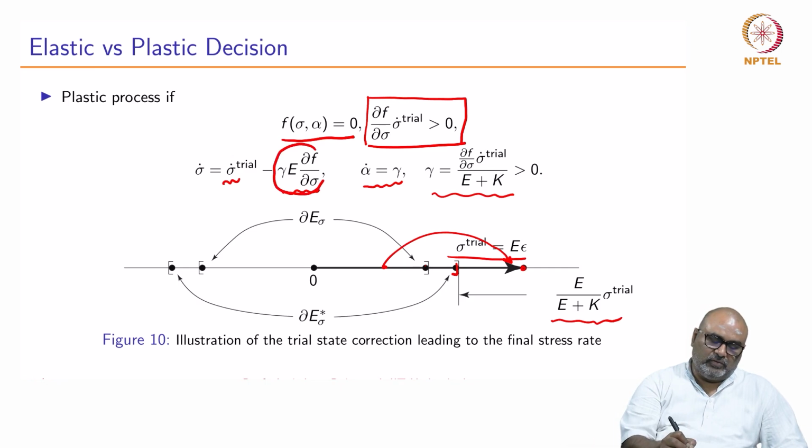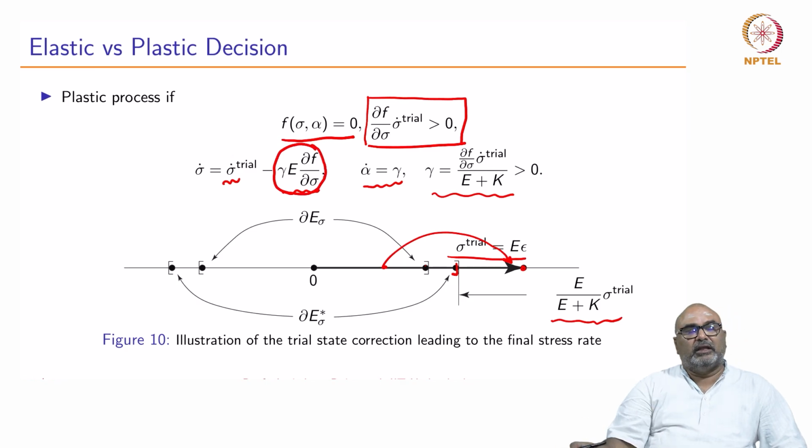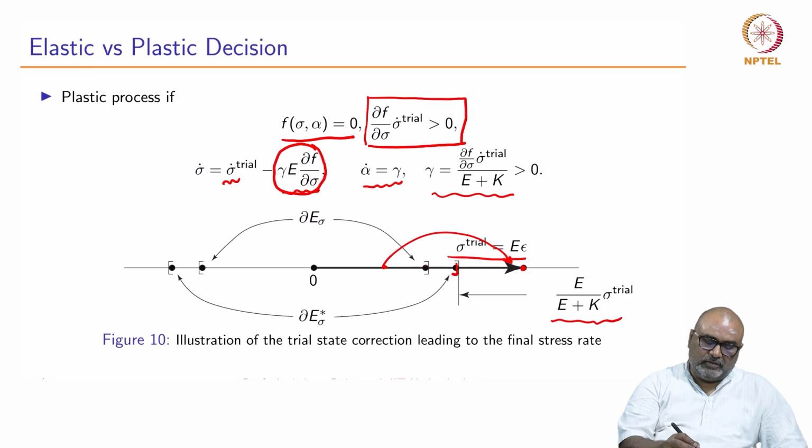So, this term is going to be your correction to the elastic trial stress state, and that correction depends on the slip rate gamma, which is evaluated as ∂f/∂sigma, sigma dot trial by E plus k, and is greater than 0.